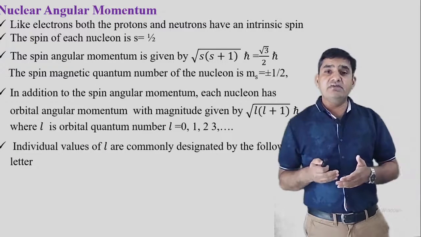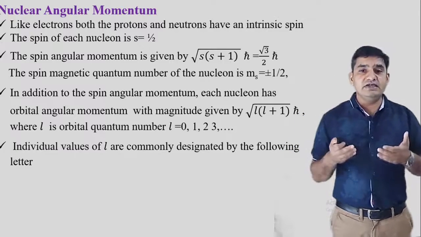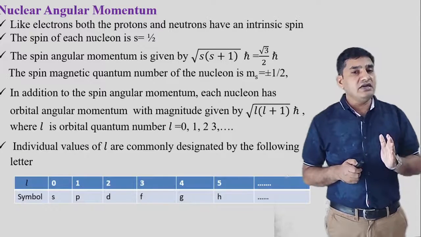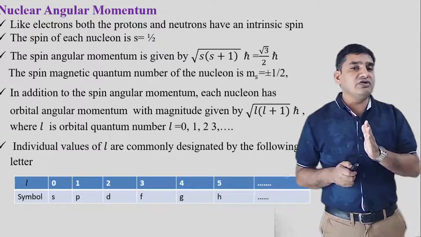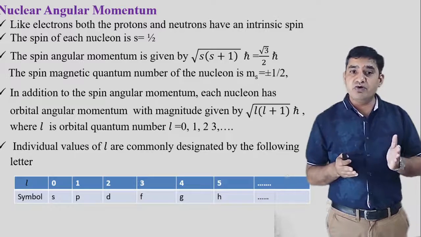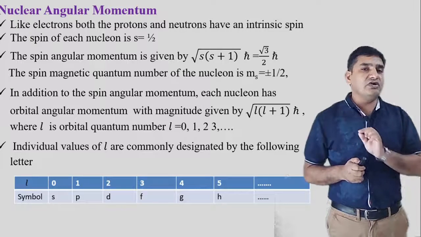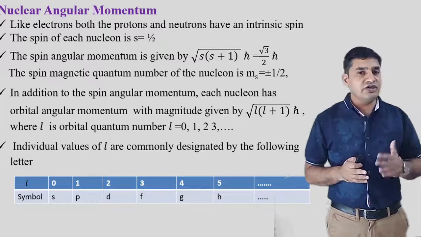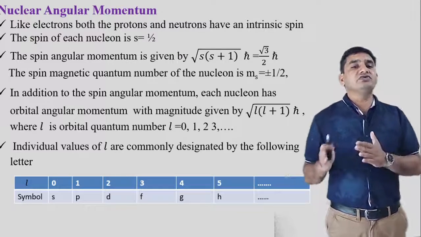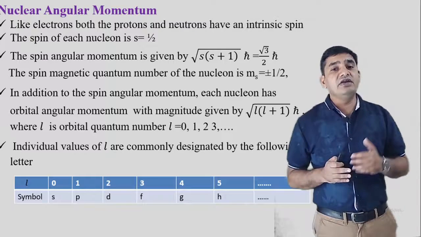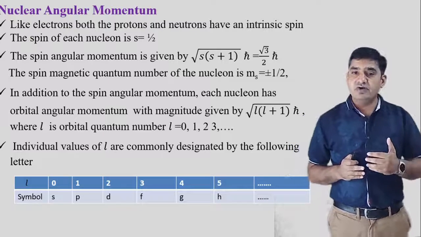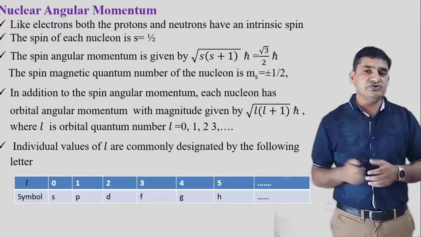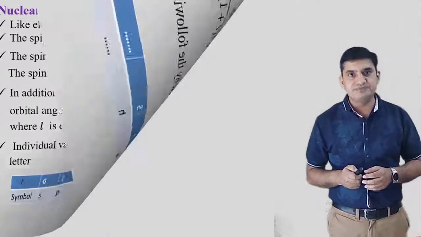Individual values of L can be commonly designated by the following letters. When L is equal to 0, we use the symbol S. When the value of L is equal to 1, we use P. When L is equal to 2, we use D. When L is equal to 3, we use F. And when L is 4, we use the symbol G. And when L is equal to 5, we use the symbol H.